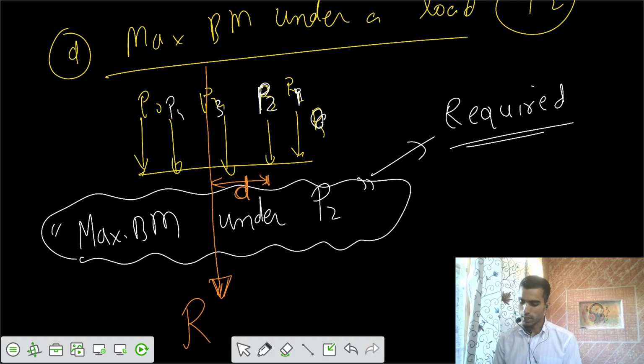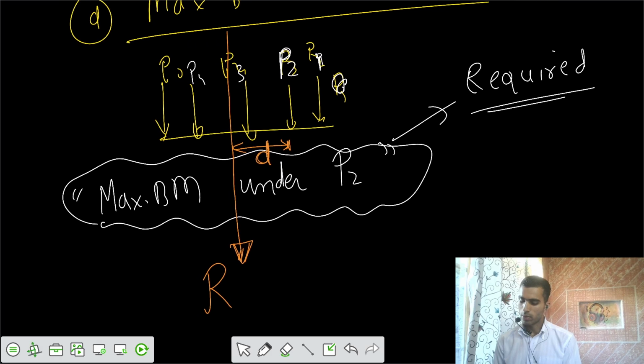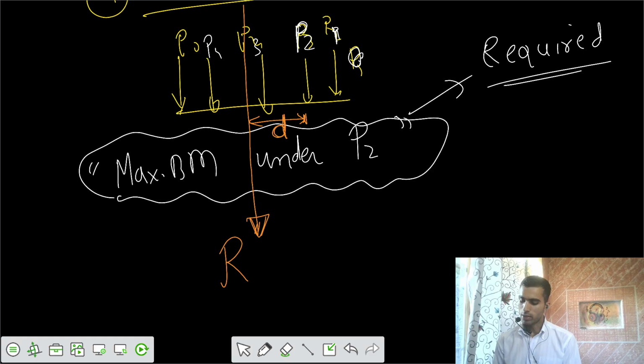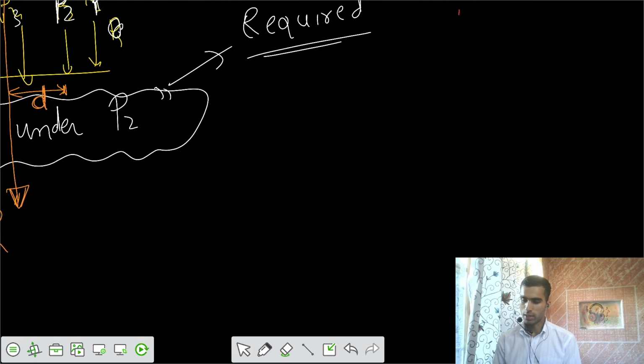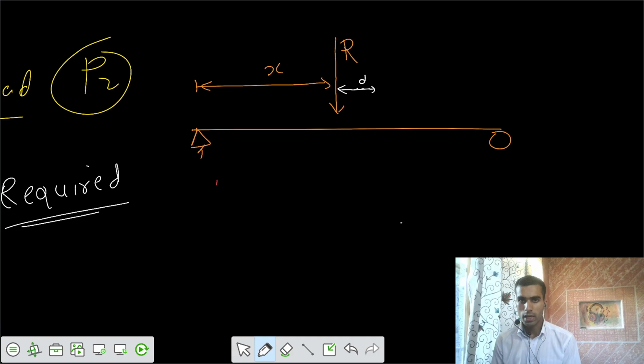Now, the condition for the moment to be maximum under P2 is required. The resultant is R, at a distance of D from P2. Then we apply the resultant at a distance of X. Let's say we have the resultant of all those loads at a distance of X, and P2 was at a distance of small d, with some P2 here.